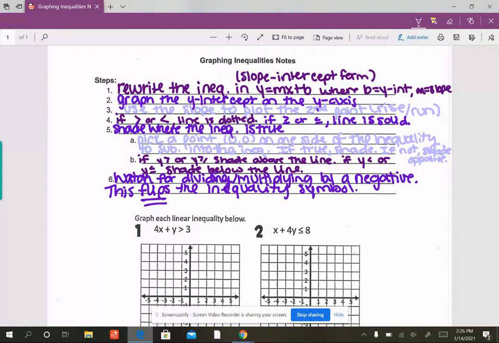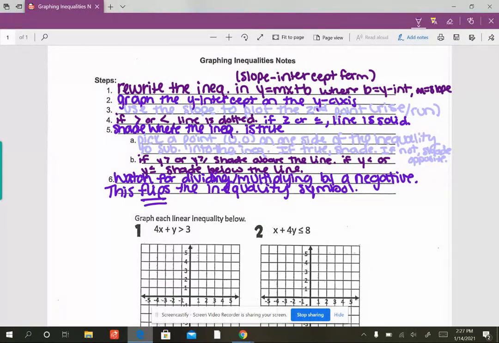So the first step that we want to do is rewrite the inequality in slope-intercept form. So y equals mx plus b, where b equals the y-intercept and m is slope. Then we graph the y-intercept on the y-axis. Then we use the slope to plot the second point, so using rise over run. And if the symbol looks like the greater than or less than sign without an equal to line underneath, then it's dotted. If it does have the equal to symbol, then it's a solid line.